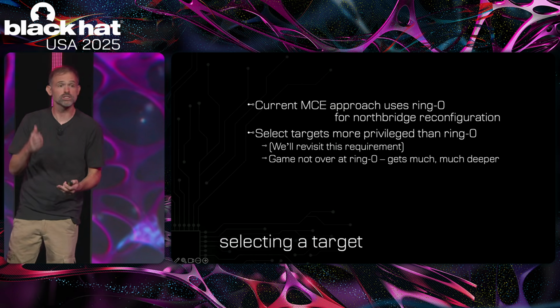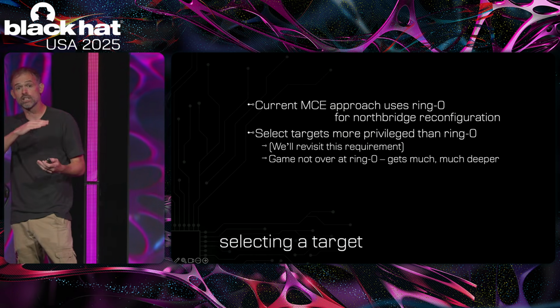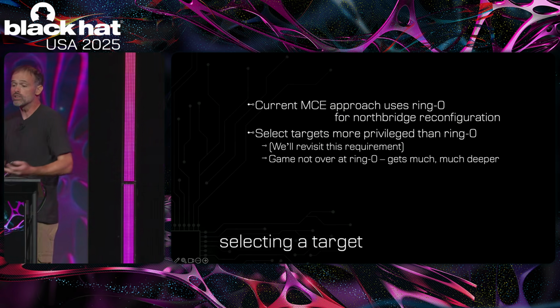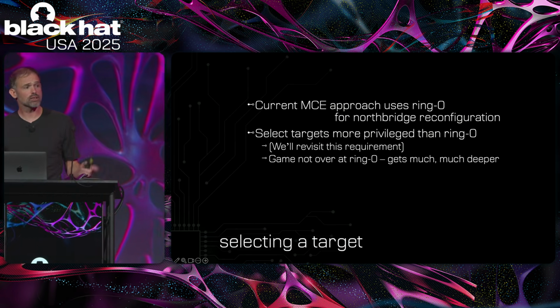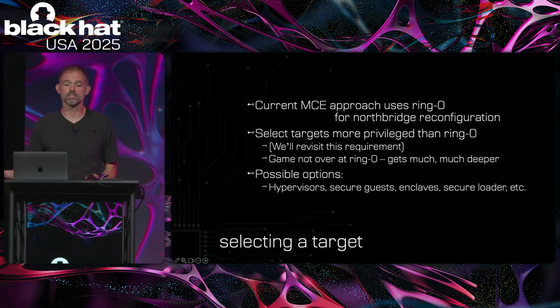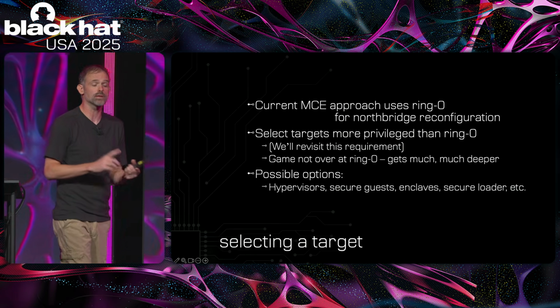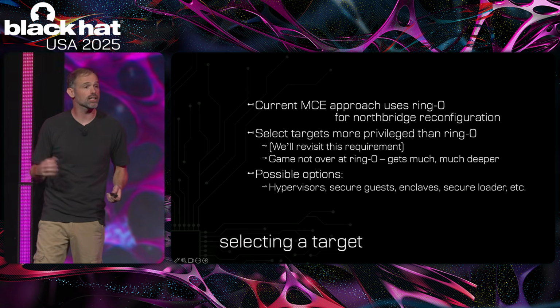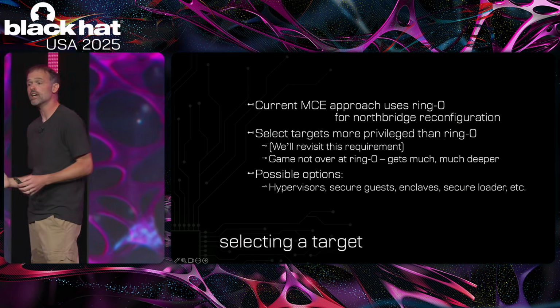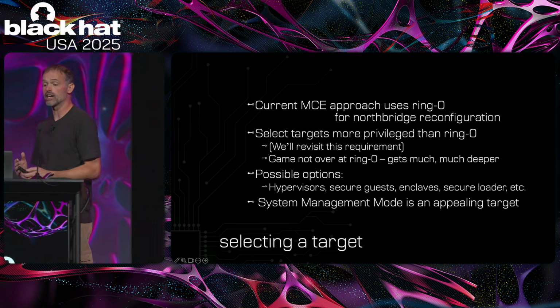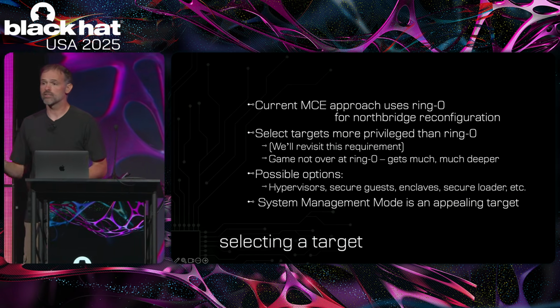Now, a lot of people think once you get to ring 0 on a system, once you get to kernel level execution, the game's over. You've got everything you need. But it turns out on modern platforms, things actually get much, much deeper than that. There are lots of possible options here for what to exploit: hypervisors, secure guests, enclaves and secure loaders. It goes on and on. But the target I ended up settling on was system management mode, as kind of an appealing option here.